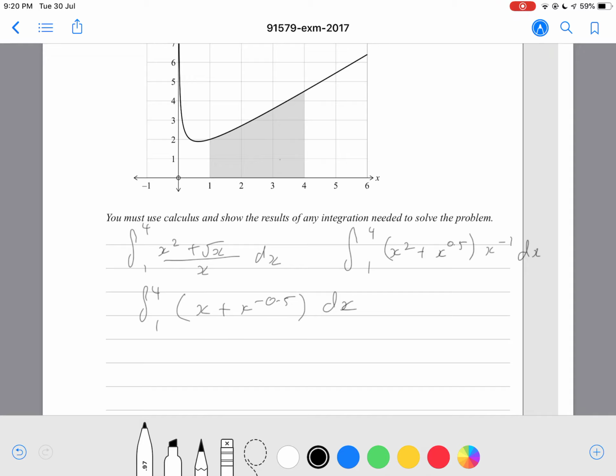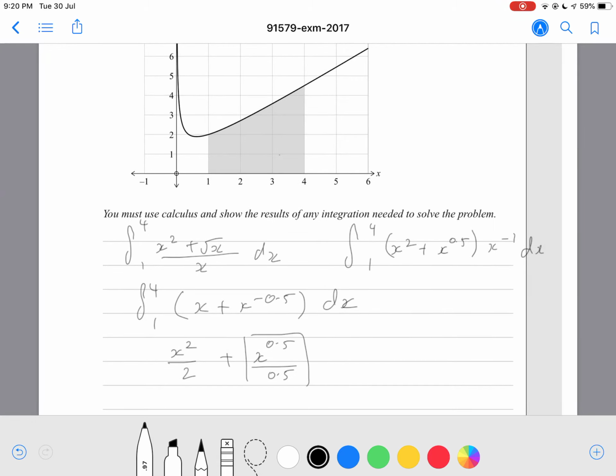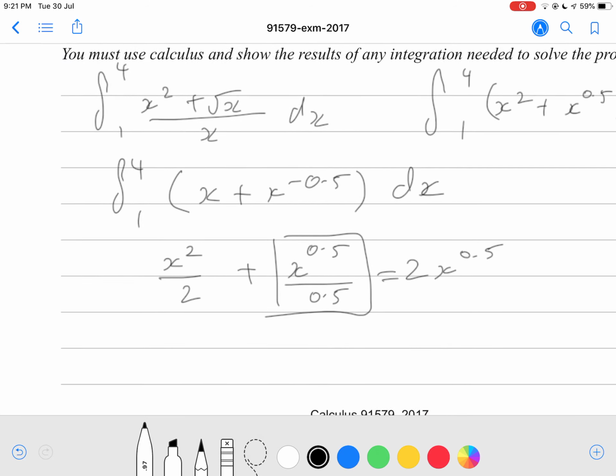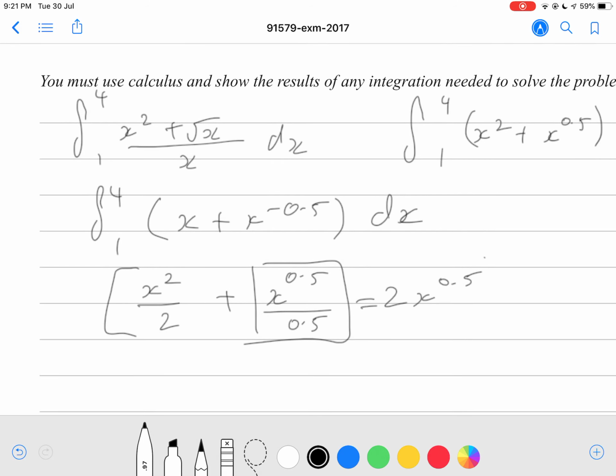Basic integration: you add 1 to the power and divide by the new power. So the x becomes x squared divided by 2, and for x to the power of negative 0.5, you add 1 to the power, that becomes x to the power of 0.5, and divide by the new power, so that becomes x to the power of 0.5 divided by 0.5. If you simplify this, it gives you 2x to the power of 0.5. So that's your integral.